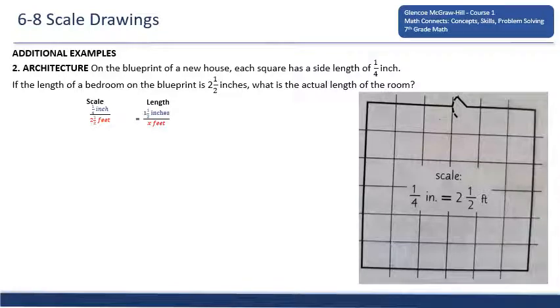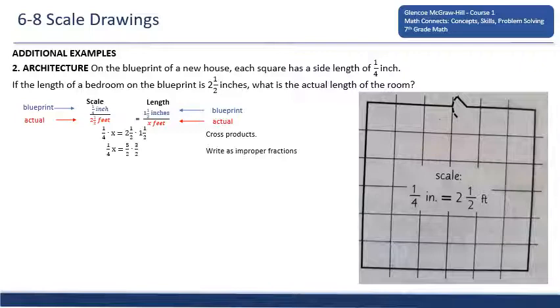And we have 1.5 inches in our drawing over X feet. So we need to determine what X is. So again, our blueprint measurements are in the numerator, and the actual size of the bedroom is in the denominator. We're going to cross multiply to get the cross products. 1/4 times X equals 2.5 times 1.5.